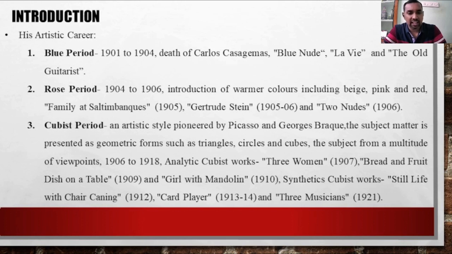Basically, Cubism is a style of painting in which the subject matter is presented as geometric forms such as triangles, circles, and cubes. The artists who were part of this movement depicted the subject from a multitude of viewpoints to represent the subject in a greater context. The point was not to show reality in the usual way, but to explore a more fully realized reality through abstraction.